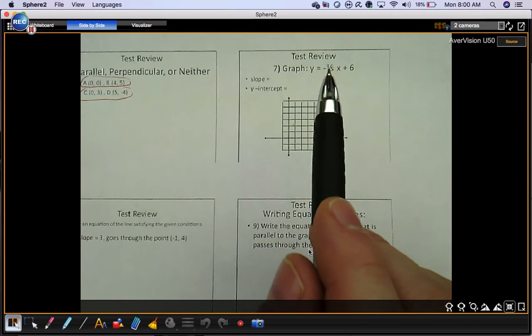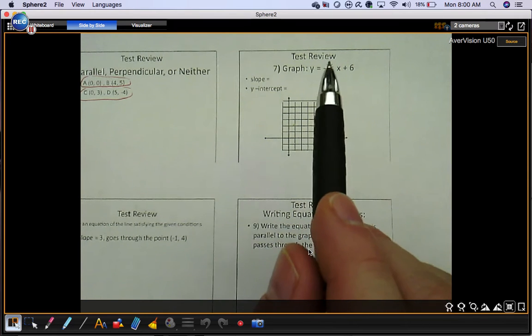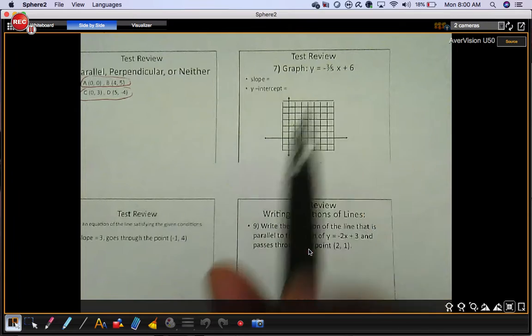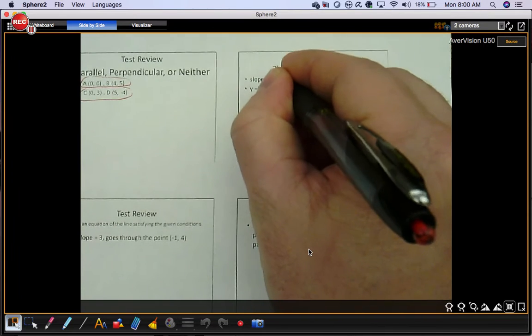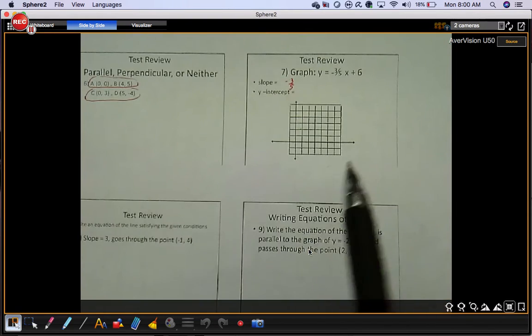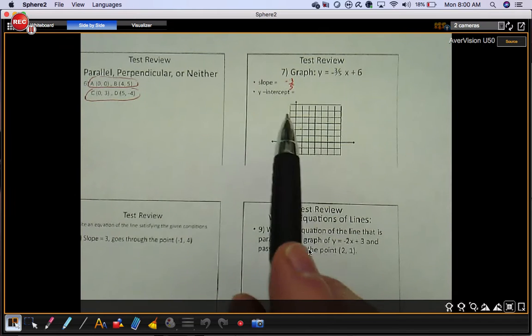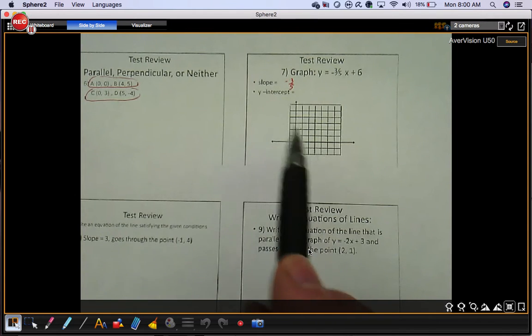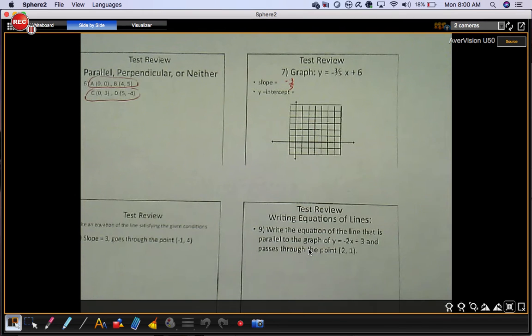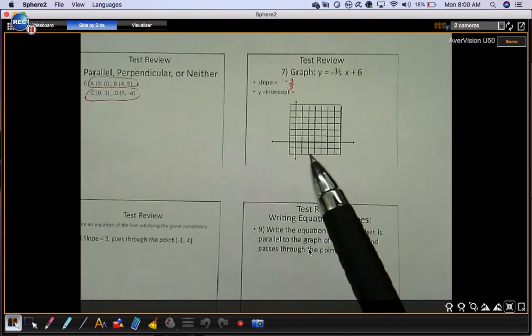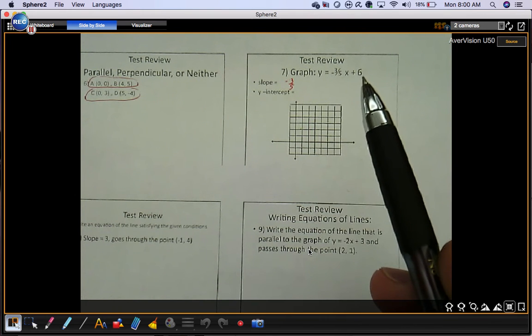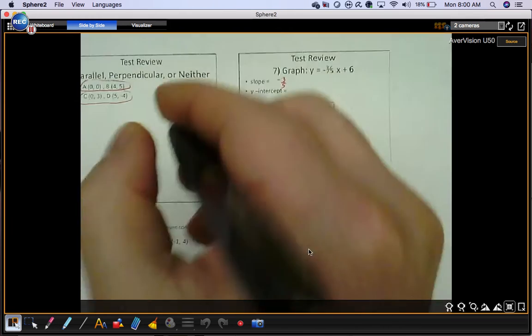Y equals mx plus b. This is in the m position. That's your slope. It's negative. So if you have a negative slope, your line is going to be going downhill. So on the multiple choice test, don't pick anything that goes uphill if you have a negative slope. Your y-intercept is 6. That's what that lowercase b is.